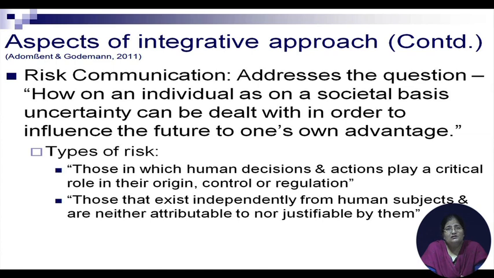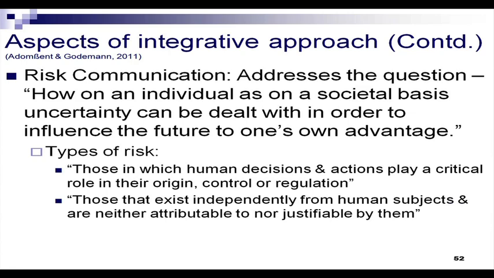And then there are those that exist independently from human subjects and are neither attributable to nor justifiable by them. So earthquakes and volcanic eruptions and tsunamis and storms, and overall we can't really pin the blame on one thing that has been done. So these are things that we cannot control as human beings. So these are two types of risk.